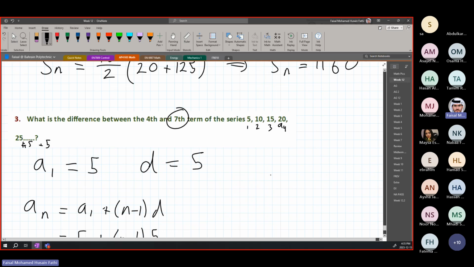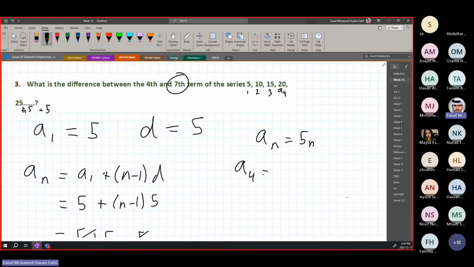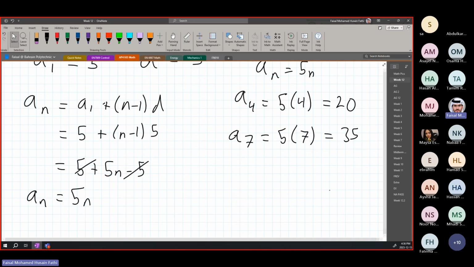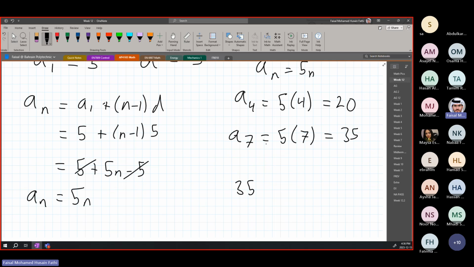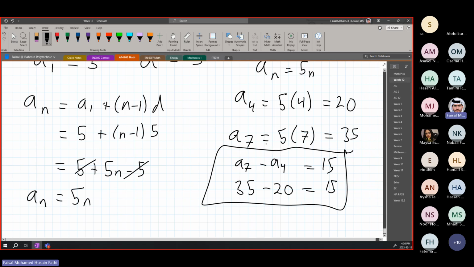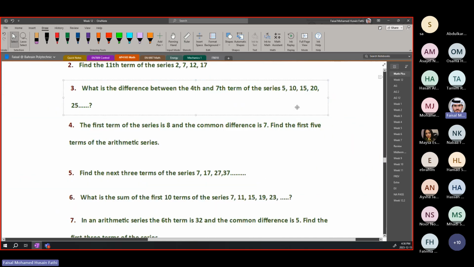We found our an. an is equal to 5n. So a4 is going to be equal to 5 times 4. 5 times 4 is 20. A7 is equal to 5 times 7. 5 times 7 is equal to 35. What does the question ask? What is the difference between these two numbers? What's 35 minus 20, basically? What's A7 minus A4? All right? Simple, right? Let's go to the next one.